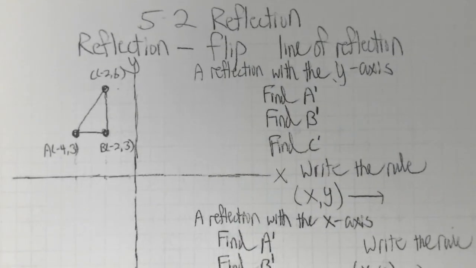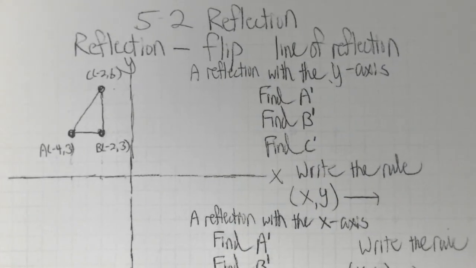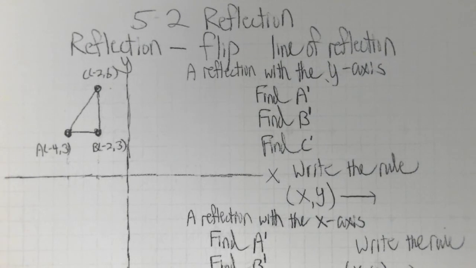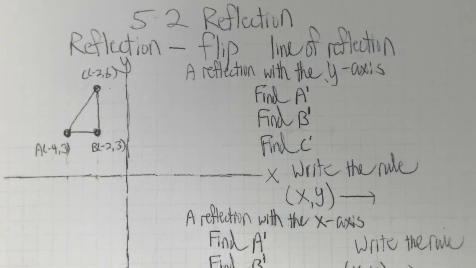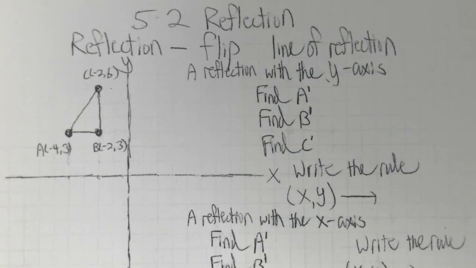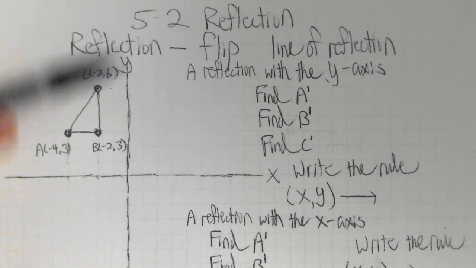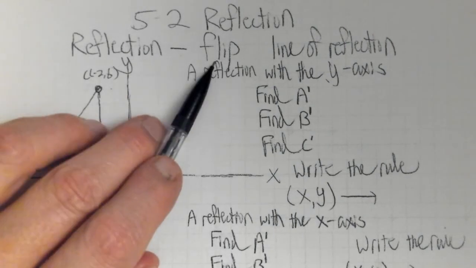Alright, so the next section we're looking at is 5-2. We're continuing with transformations, but the specific type of transformation we're looking at this time is called a reflection. Most of you are probably familiar with a reflection. You see it every time you look into the mirror. Reflection is a flip.